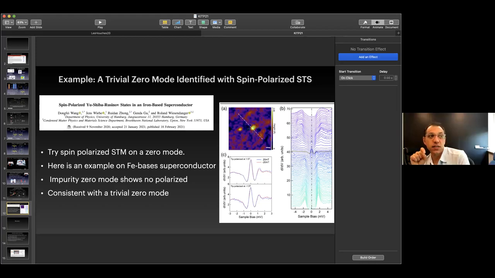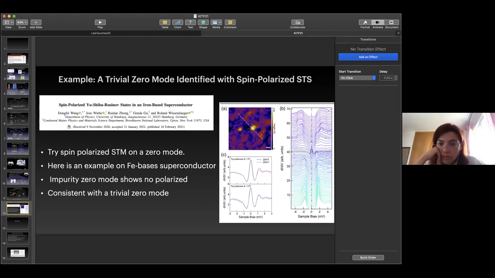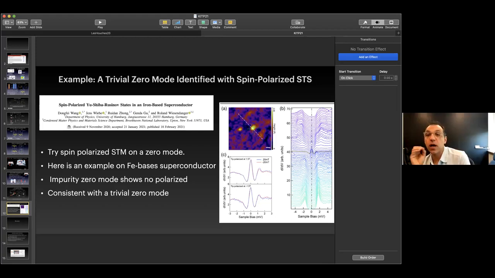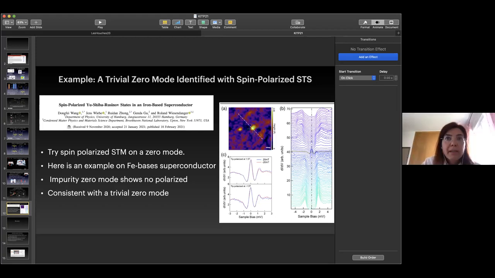Because what we see is that the polarization of the Majorana is larger than that of the Shiba states we get in the bulk of the wire, which is very unusual. Okay, so it's a question of magnitude.